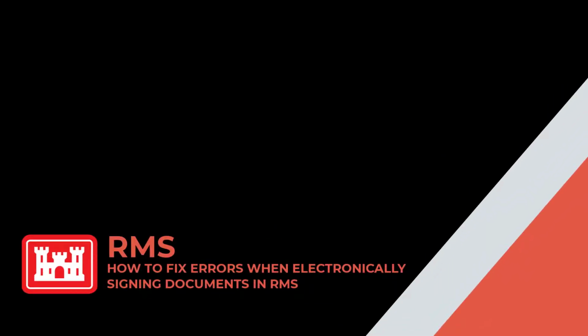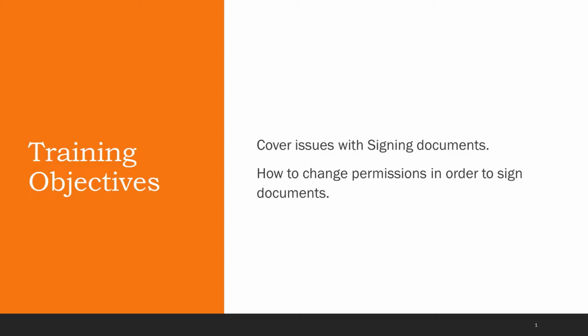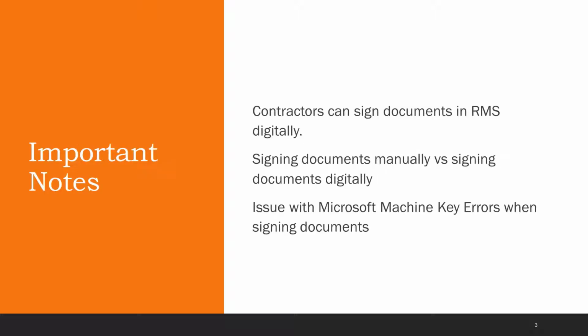Our topic today, how to fix errors when electronically signing documents in RMS. Training objectives. Cover issues with signing documents, how to change permissions in order to sign documents. The following steps for changing permissions should only be done when assisted by your IT department. Today, we are going to cover signing issues in RMS.